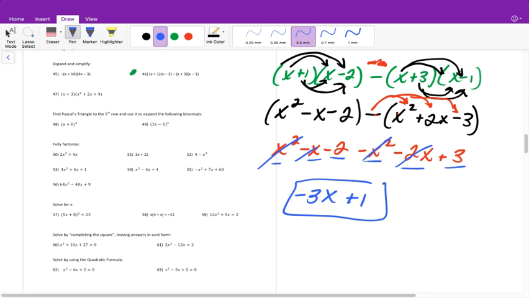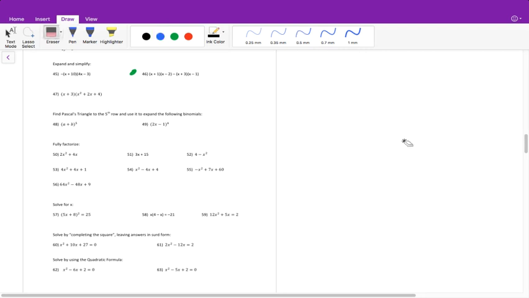All right, I'm going to erase this and move on to the next set of questions. All right, so the next one I'm going to do is this question number 49. So in order to do this, first you have to do your Pascal's triangle. And since our power is 4, I need to do it to the 4th row.